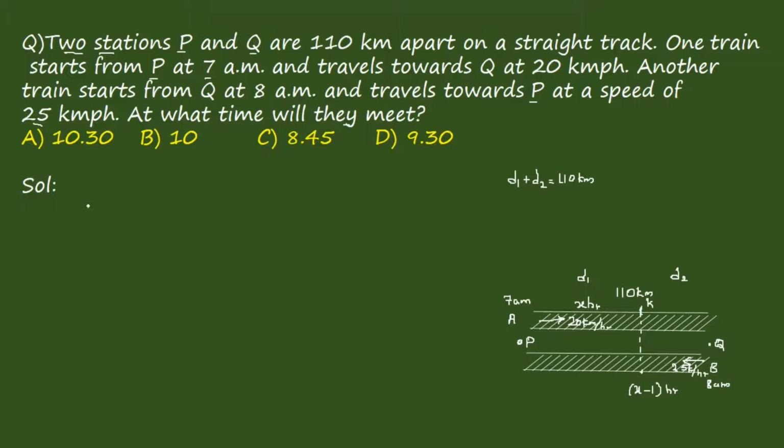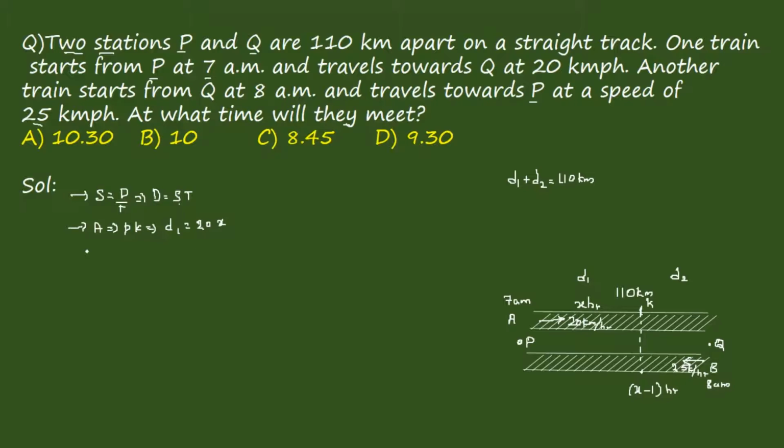So the general thing that we know is that speed is equal to distance by time. So we can say that distance is equal to speed into time. We have to remember this one. If you consider train A, it is moving from P to K. So what is the distance? D1. Then D1 is equal to speed, which is 20, into time taken T, which is X hours.